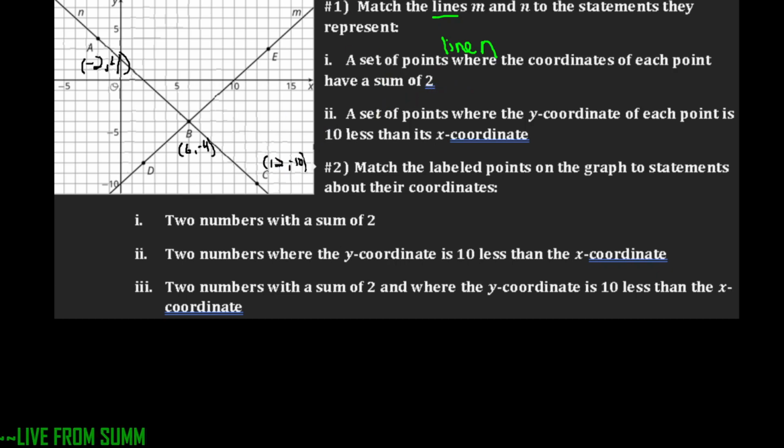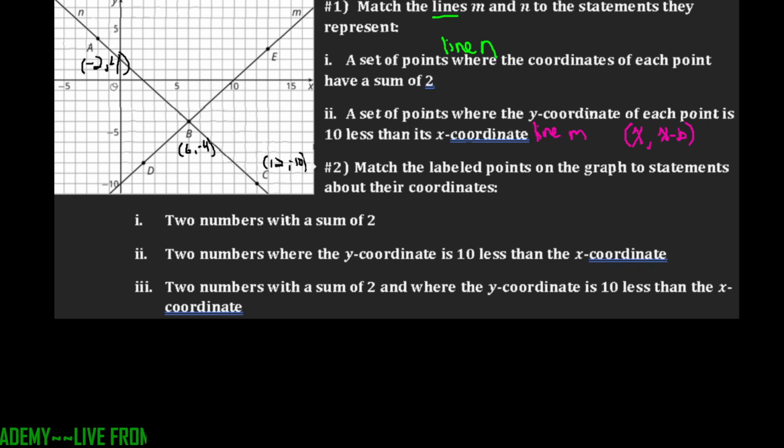And so that means that the only other line that we have for the second part is going to be line M, because it says the set of the points where the y-coordinate of each point is 10 less than the x-coordinate. So if we have that, the points should be like this. It should be x and x minus 10.